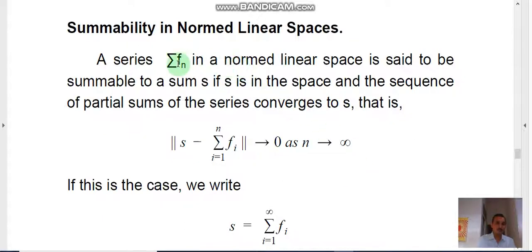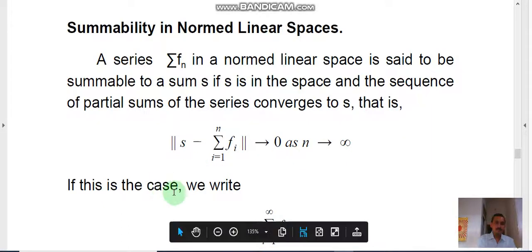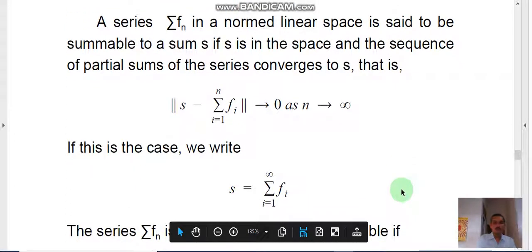The next definition is about summability in a normed linear space. A series summation fn in a normed linear space is said to be summable to a sum s if s is in the space and the sequence of partial sums of the series converges to s. That is, norm of s minus summation i equal to 1 to n fi tends to 0 as n tends to infinity. If this is the case, then we can write s equal to summation i equal to 1 to infinity fi.